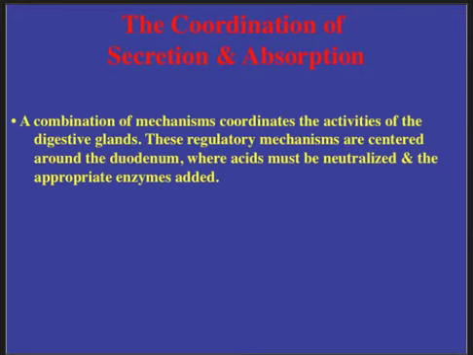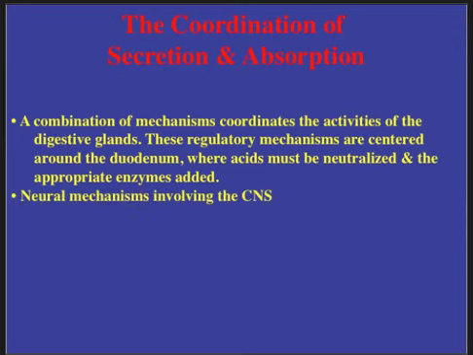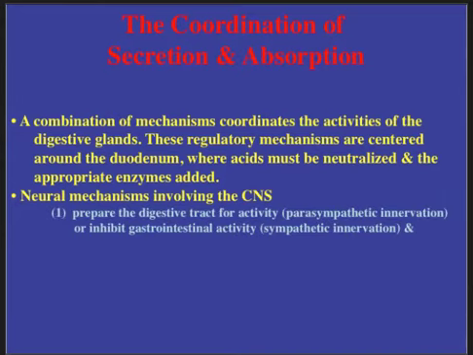A combination of mechanisms coordinates the activities of the digestive glands. These regulatory mechanisms are centered around the duodenum, where acids have to be neutralized and the appropriate enzymes need to be added. The neural mechanisms involving the central nervous system prepare the GI tract for activity. This again is parasympathetic innervation. Now remember what the nickname for the parasympathetic division of the autonomic nervous system is. It's the rest and digest division.